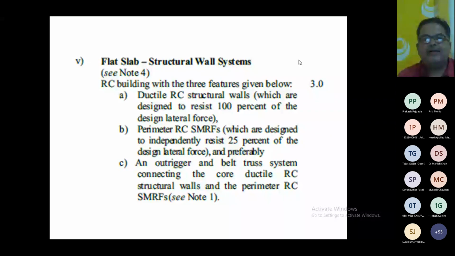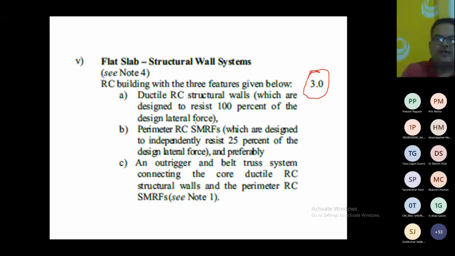A flat slab system, we know the flat slab. The flat slab has a higher thickness of slab, and therefore the mass of the flat slab is higher. We know what earthquake force is: earthquake force is mass into acceleration. So if mass is higher, earthquake force is higher, and therefore the R factor given is less here.